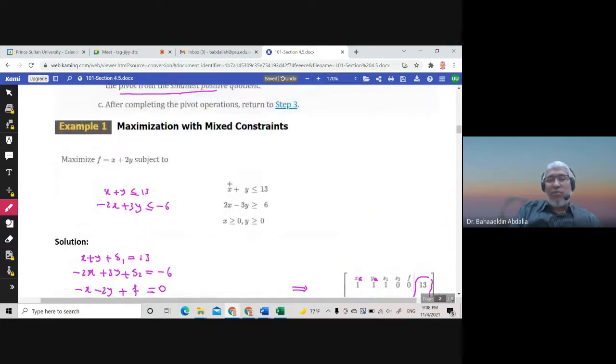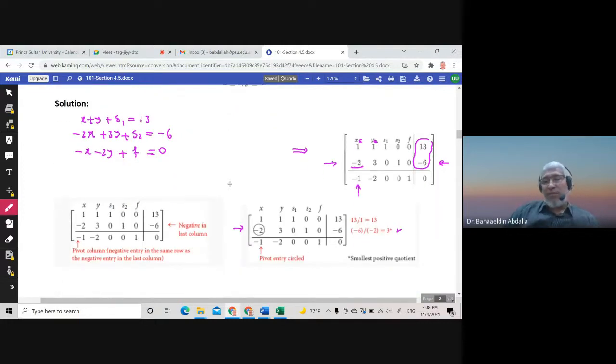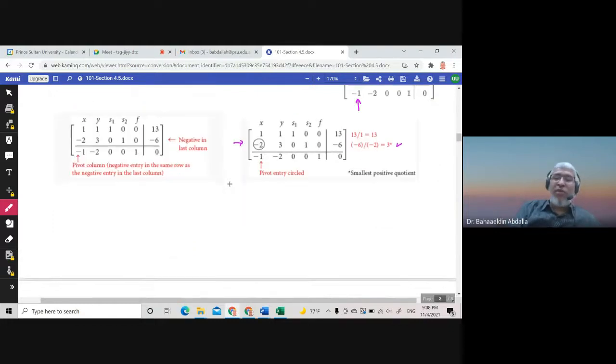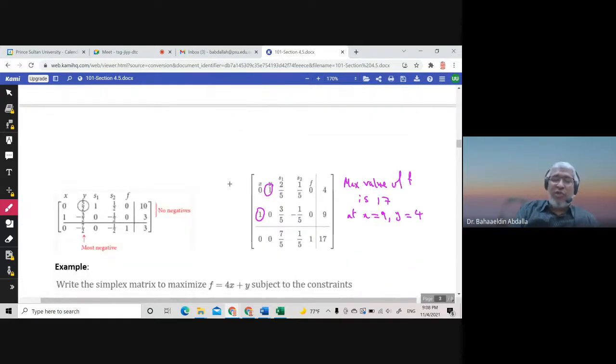So again, for a maximize problem, you first change all greater-than constraints to less-than. Then you introduce slack variables and find the first simplex matrix. Search for a negative number in the right-hand side, go to the same row, and search for a negative number there to determine the pivot column. Divide, choose the smallest positive quotient, determine the pivot entry, and continue as usual.